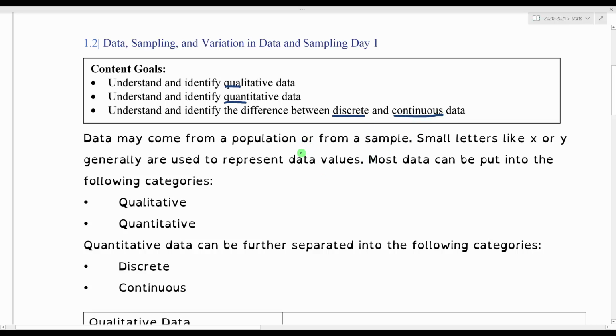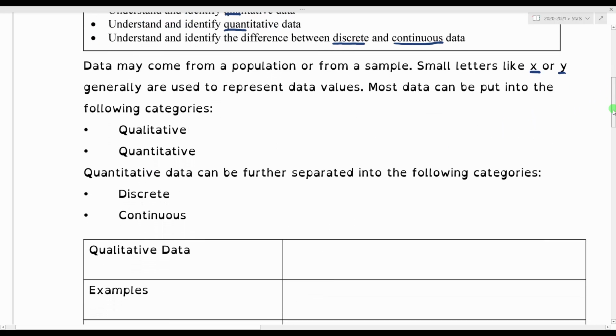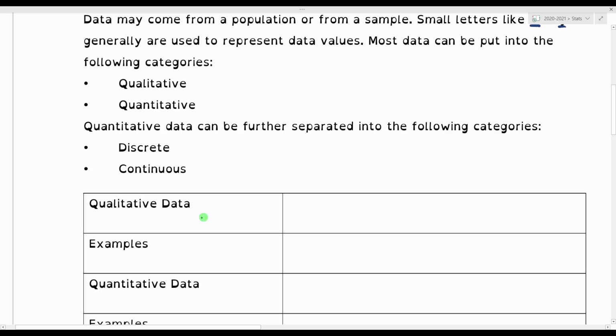Like I said, data comes from a population or from a sample. We usually use letters like X and Y to represent our data values. Most data can be put into the following categories: qualitative and quantitative, and we're going to give an informal definition for these types of data. Qualitative data is usually referred to as categorical in nature, and it's usually a value indicated by a label.